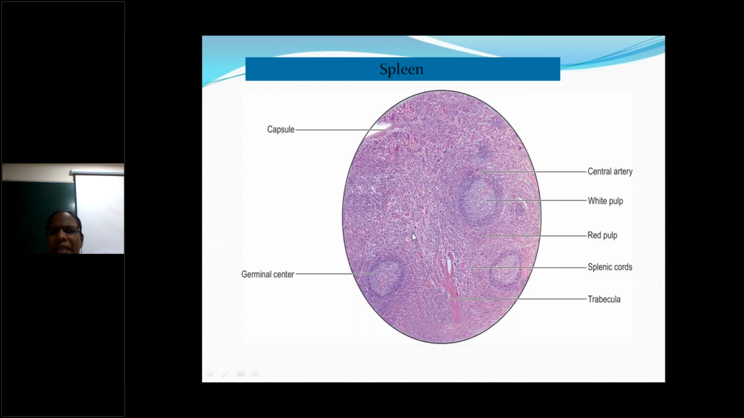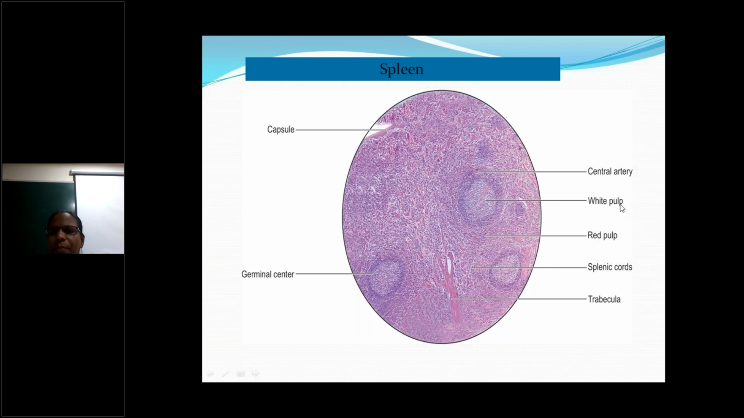Here you are able to see that the entire spleen contains two parts. The outer part is covered with the fibrous capsule. The center part contains white pulp and red pulp. In the white pulp, we see something like the cortex of the lymph node. It contains lymphatic nodules, along with an eccentrically placed central artery or arteriole. That part we call the white pulp.